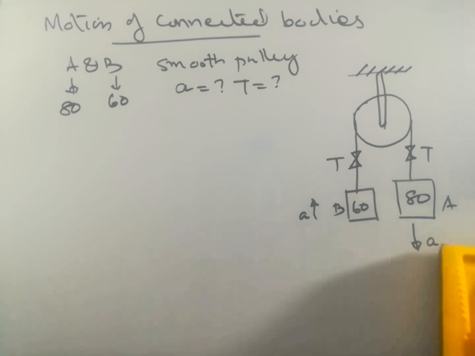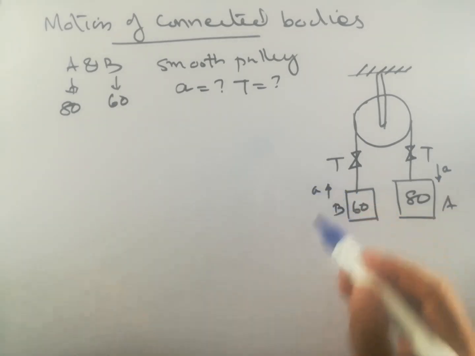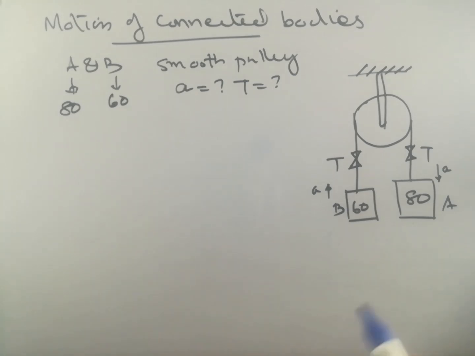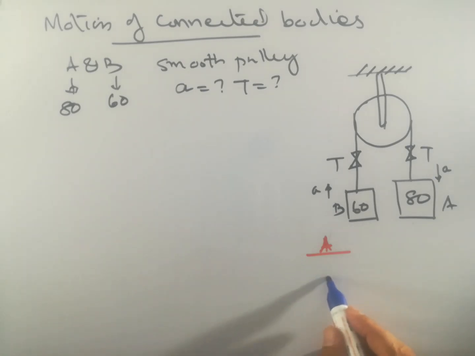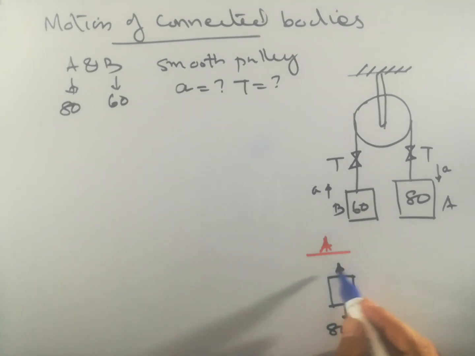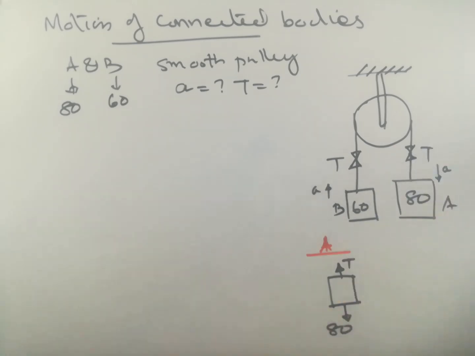Now let us consider block A, that is 80 Newton. Then draw the free body diagram. This will be 80 and this will be tension. Only two forces are acting on this body: 80 Newton weight acting downwards and a tension in the upward direction. It is moving with acceleration a downwards, isn't it?